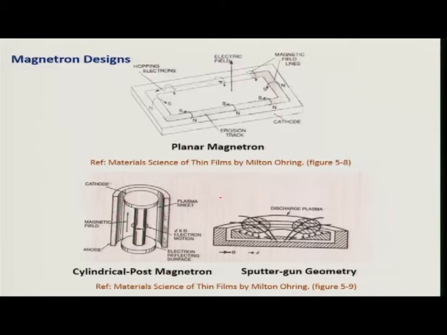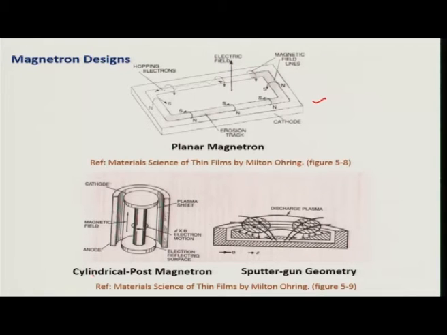Now, there are different designs of magnetrons. This is a planar magnetron, in which you have a north and south pole like this and the electric field is perpendicular. The electrons perform this hopping motion along the racetrack, but they are confined very close to the cathode. So, this is one diagram.